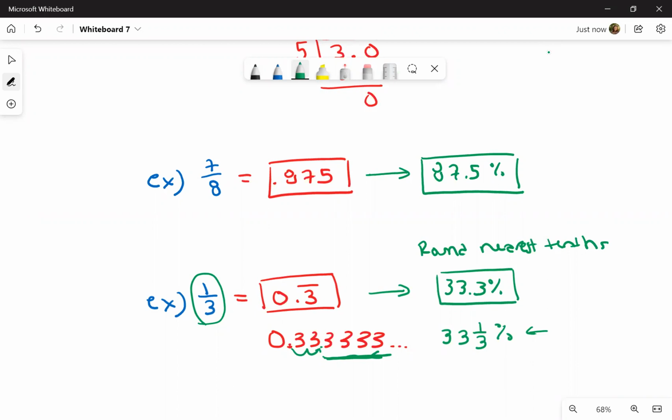So we usually are typically going to round our answers, but it is possible to have fractions within the percents. And I just wanted to show you an example of that, but don't get hung up on it.